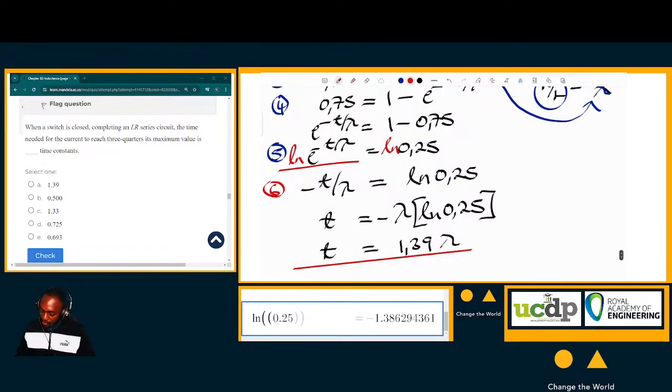Then from there, you make t the subject. That's equation 7. And then equation 8, you're now basically punching in ln 0.25. If you punch ln 0.25, you get 1.39. So the time needed would be 1.39 times the time constant. The time constant is not given in this equation because we don't have the value for the resistance, and we don't have the value for the inductance, or for the inductor.